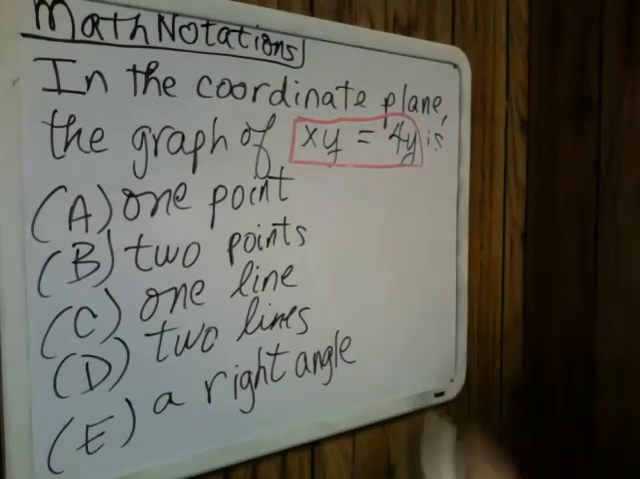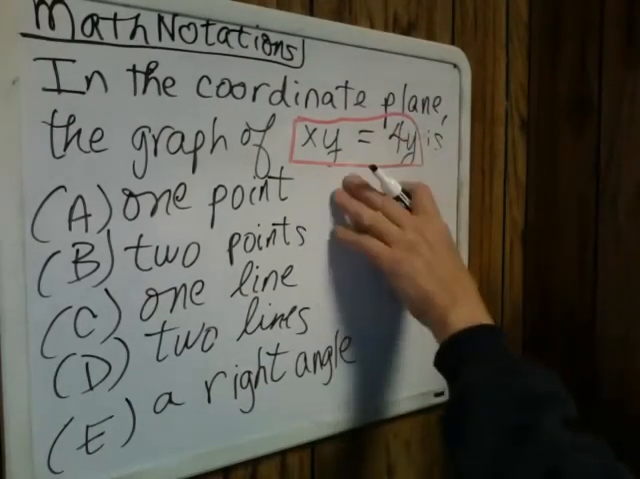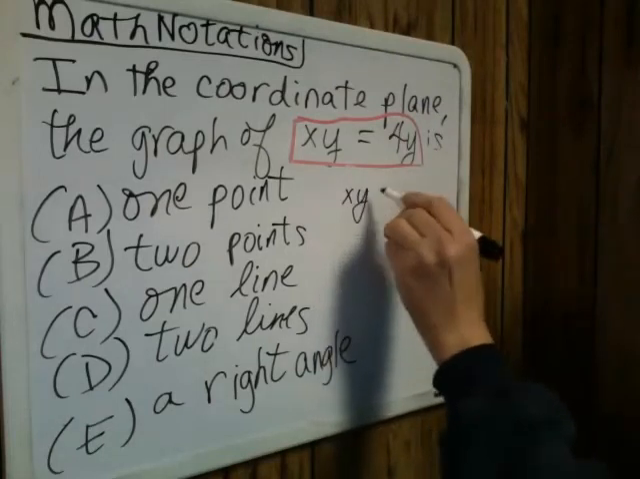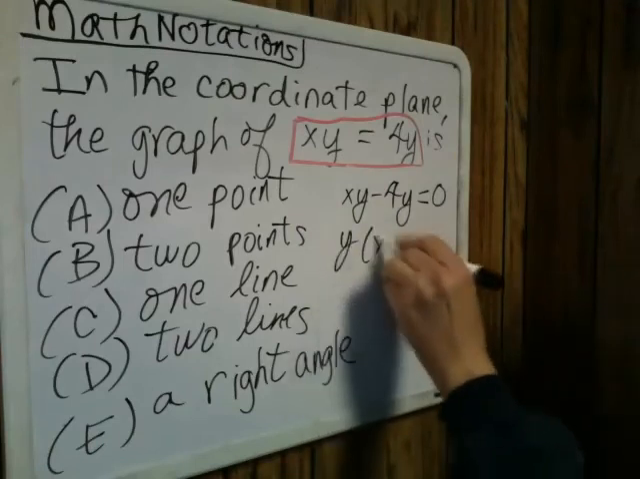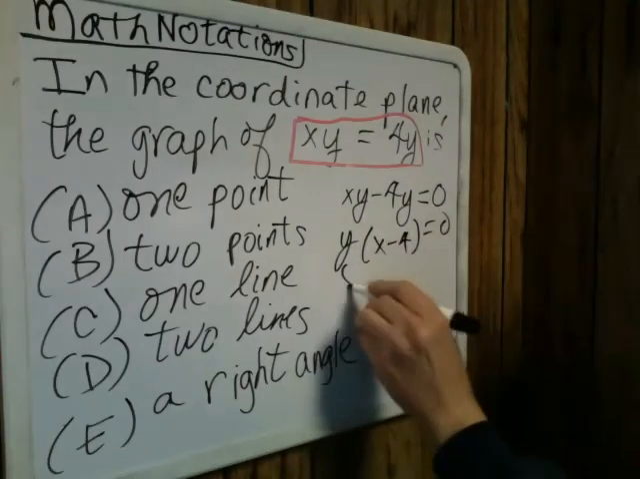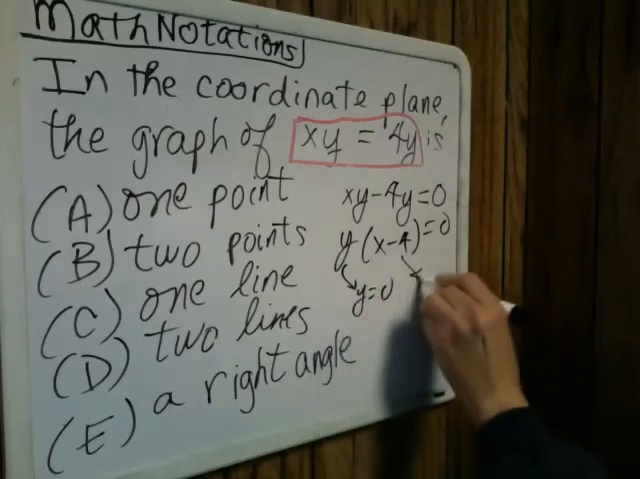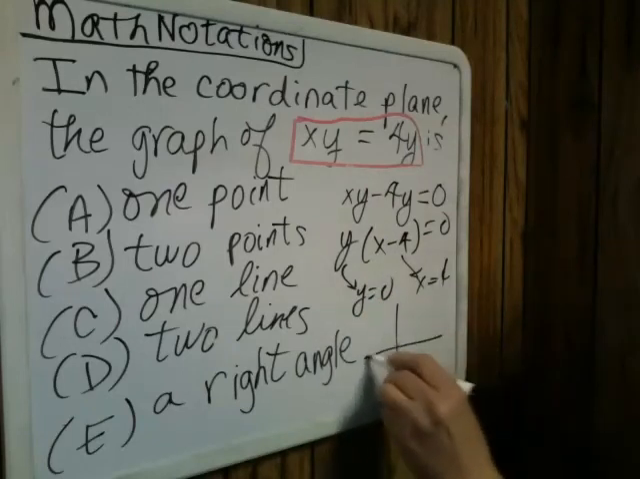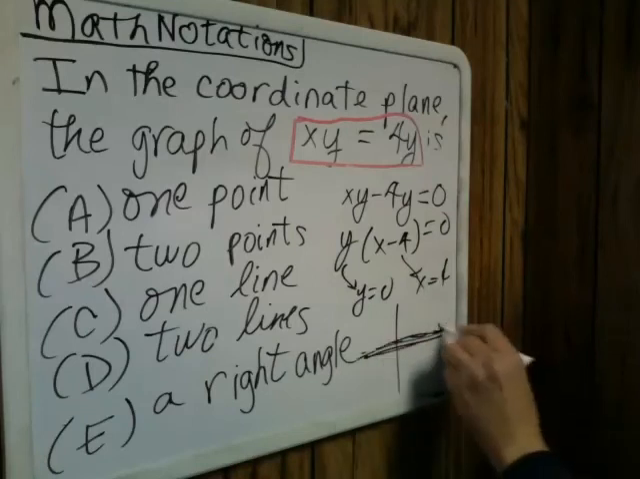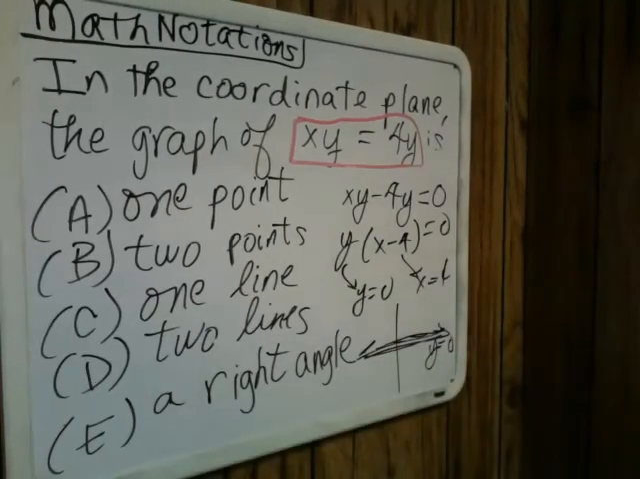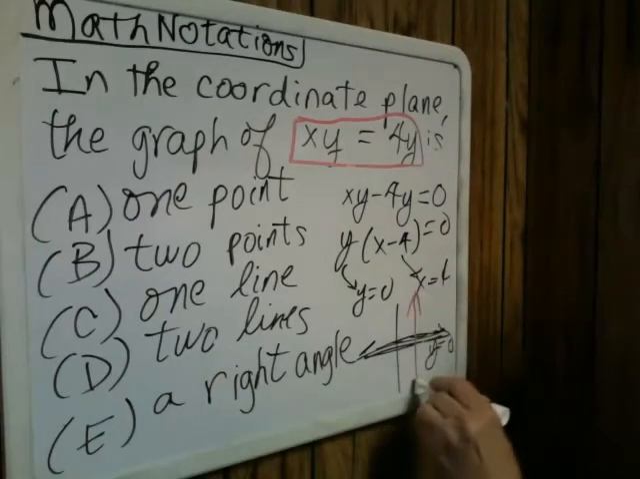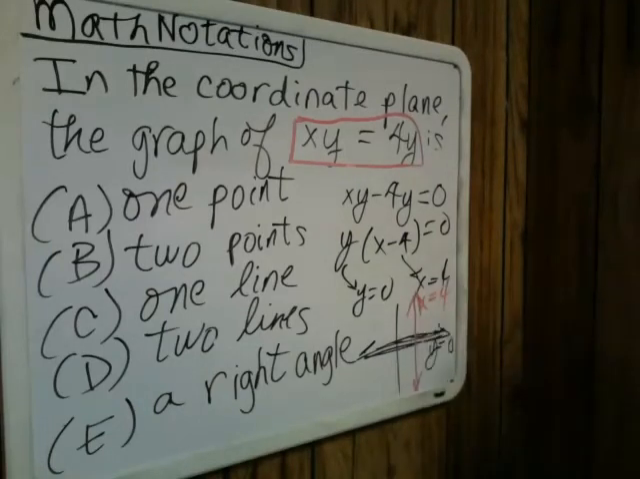All right, coming back to this, not going to get into the verbal representation. So the proper procedure is that y times (x minus 4) equals 0, y equals 0, x equals 4. y equals 0 is your x-axis, and x equals 4 is the vertical line. So the graph consists of 2 lines.